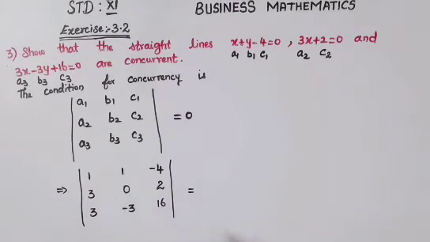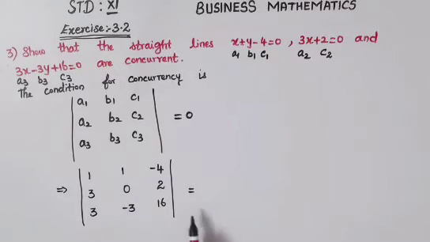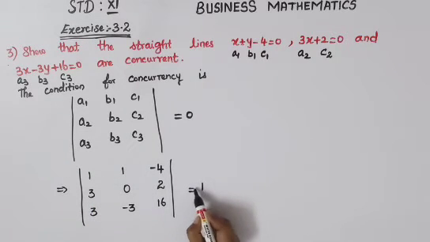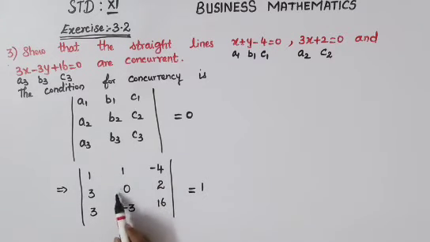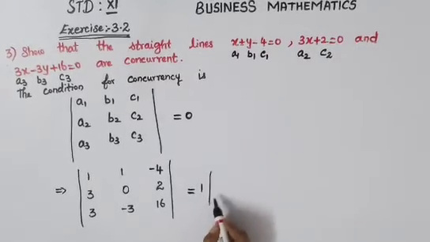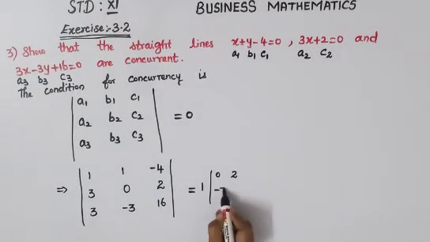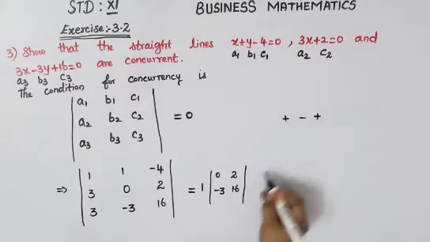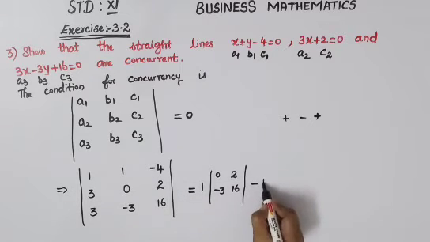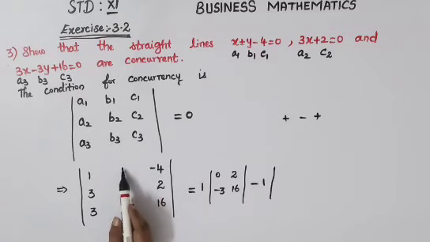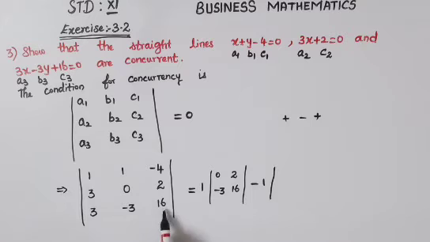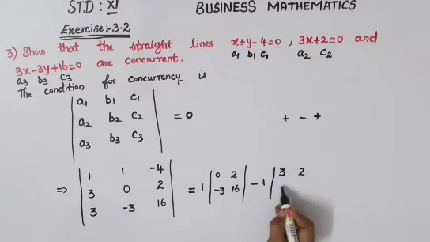Now you will have to find your determinant. If you get the value 0, then you can declare the lines concurrent. So 1 into the minor of 1 you will have to find. The minor is found by removing the corresponding row and column, and you will get this determinant of 0, 2, minus 3, 16. You will have your sign format plus, minus and plus. So I give minus, this 1 is there, and the minor of 1 you will have to find. Removing the row and the column, you will get 3, 2, 3, 16.